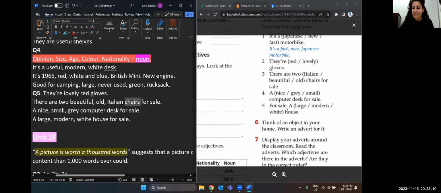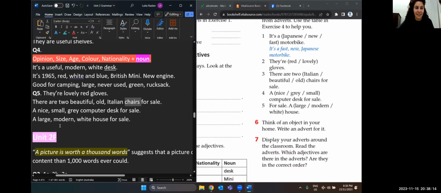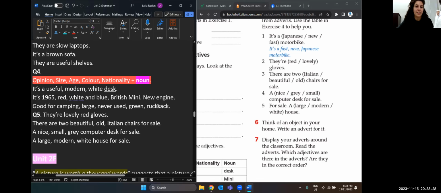Number 5, for sale is a large, which is the size. Modern is the age. White is the color. And house. So a good way, how do you know which adjective to say first?